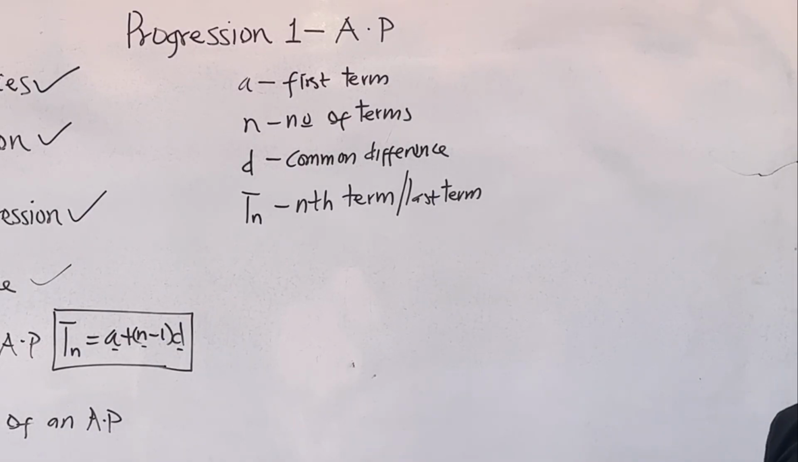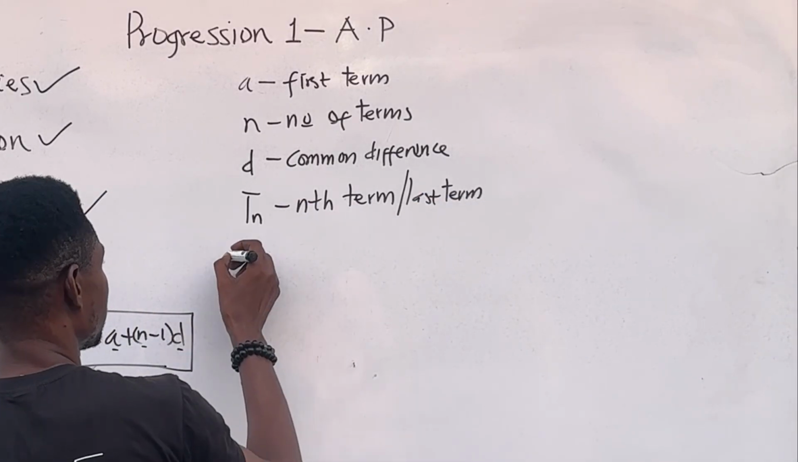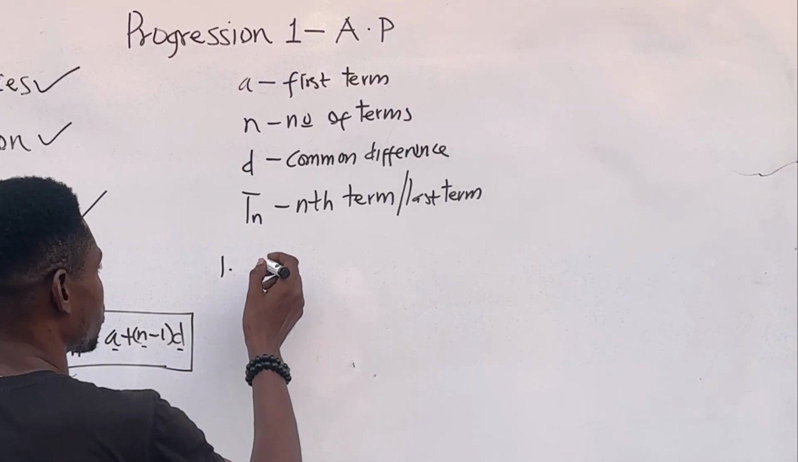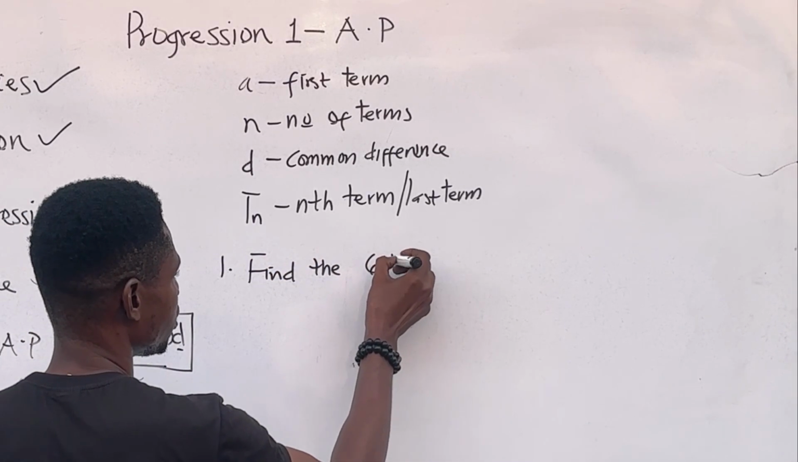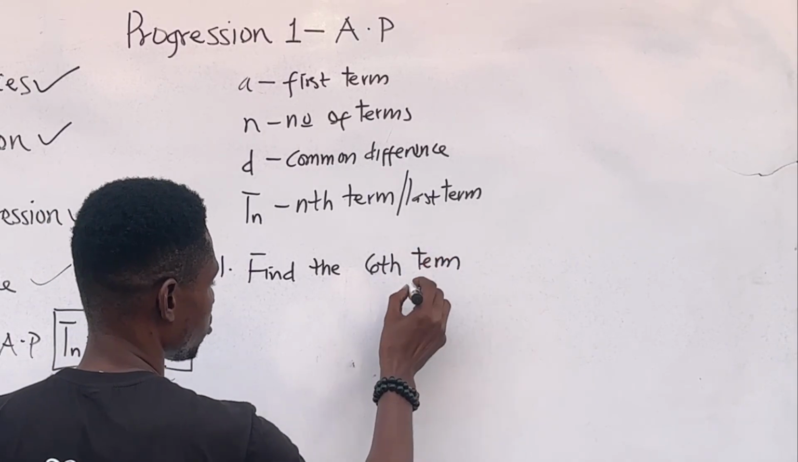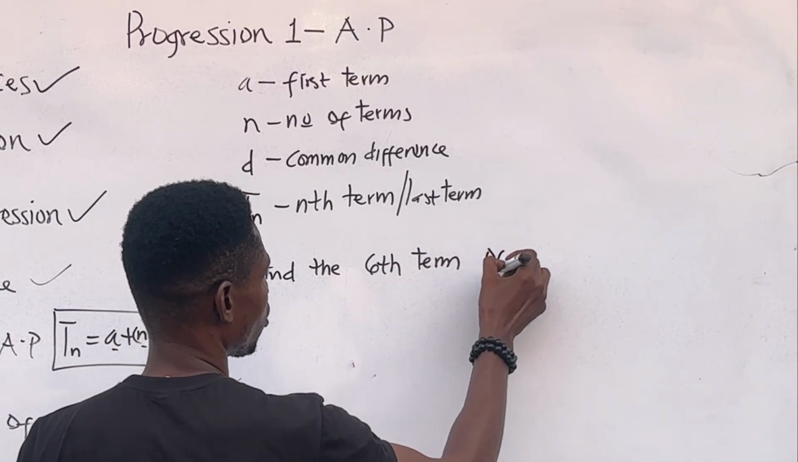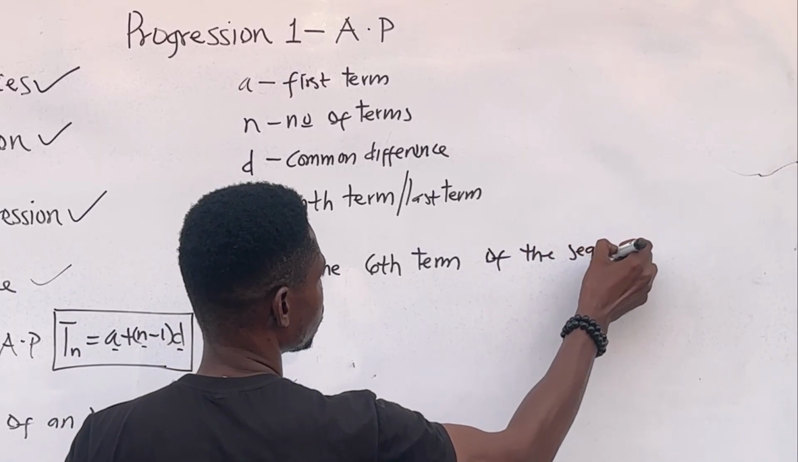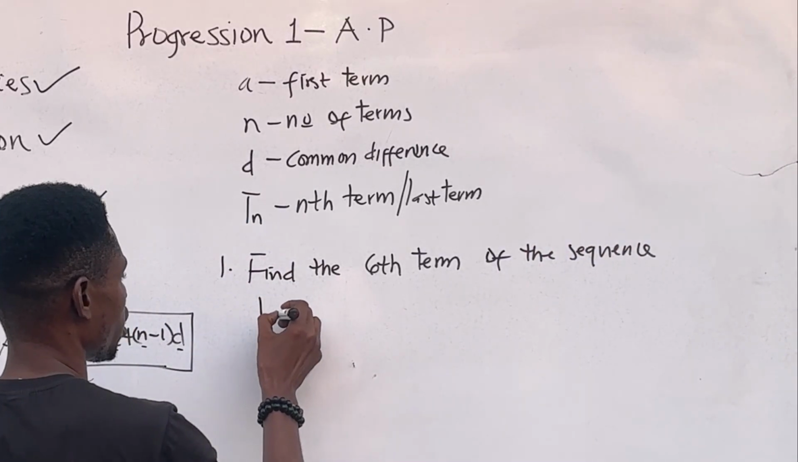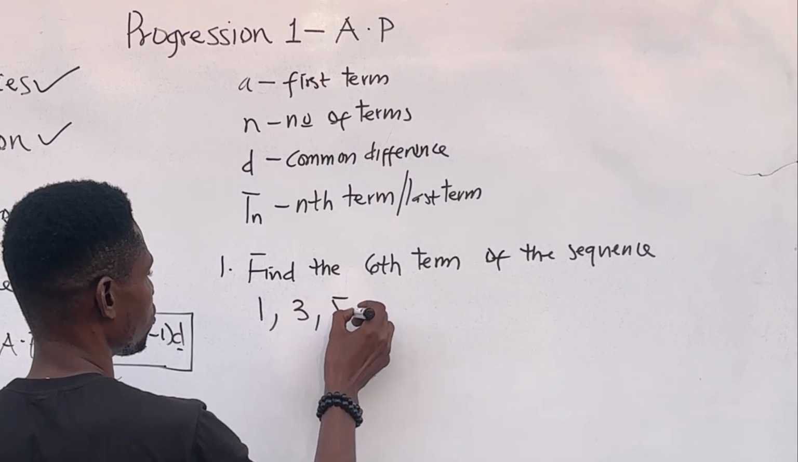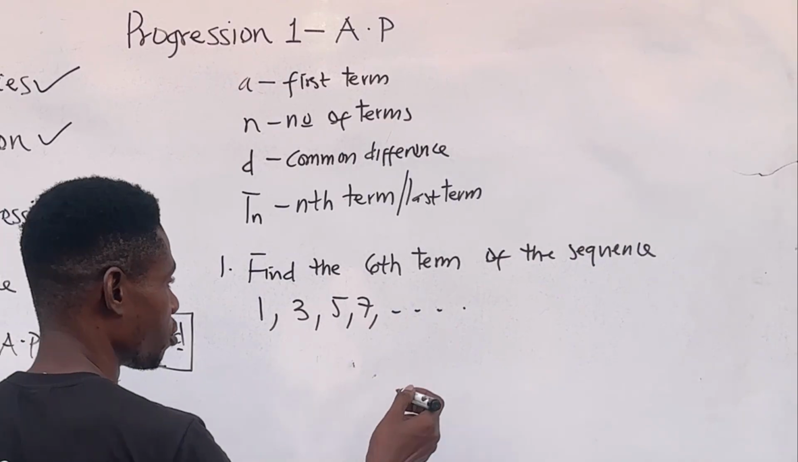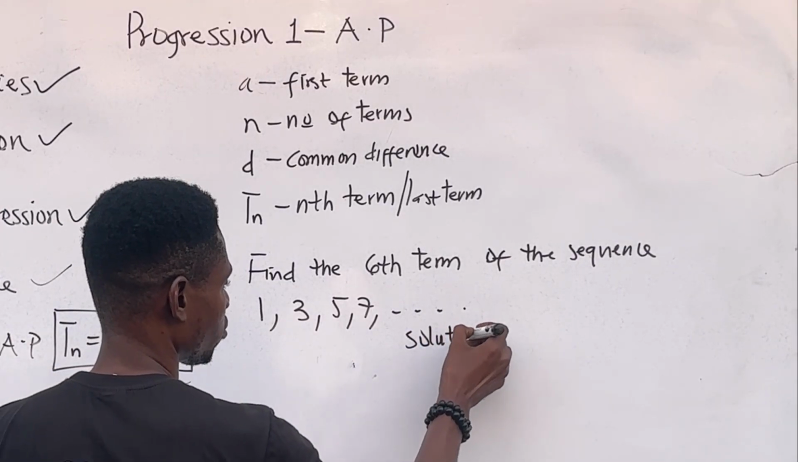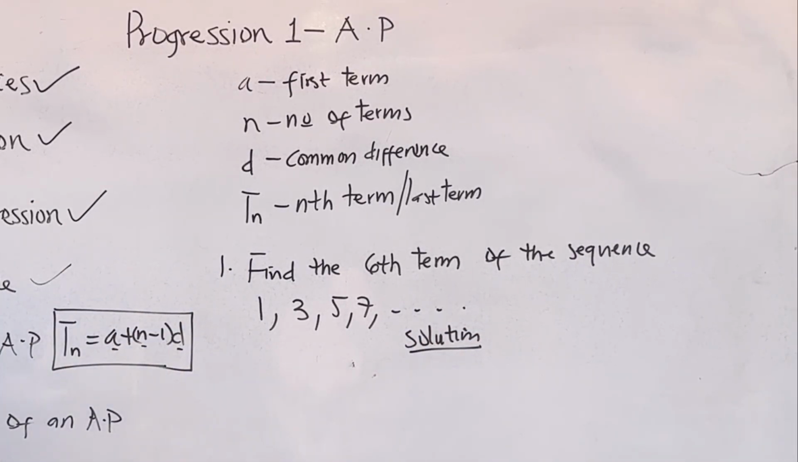Now this is how the questions will be presented. Let's do a few examples. Let's say example 1. Find the sixth term of the sequence 1, 3, 5, 7, and so on. Now, solution. When you are given a problem like this, you just get all these terms available.